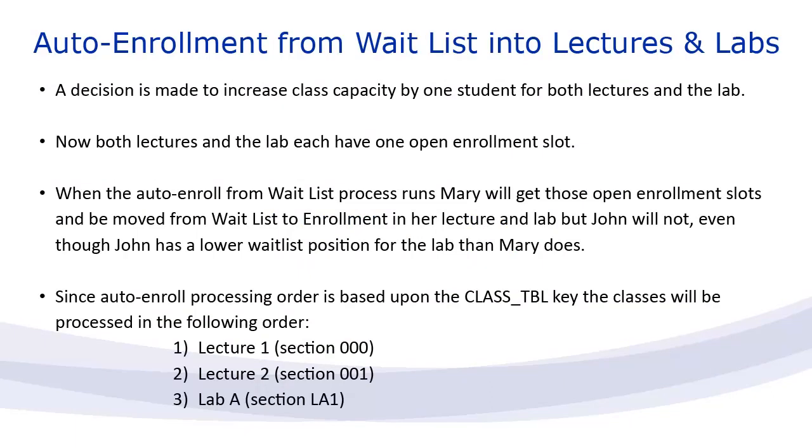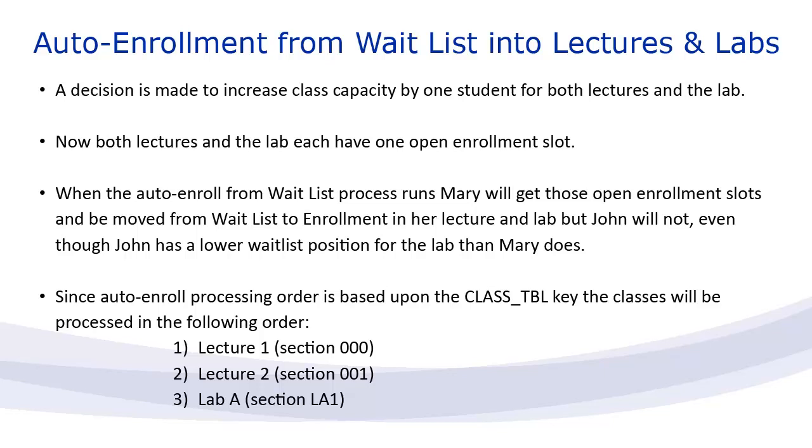So a decision is made to increase class capacity by 1 student for both lectures and the lab. Now both lectures and the lab each have 1 open enrollment slot. When the auto-enroll from waitlist process runs, Mary will get those open enrollment slots and be moved from waitlist to enrollment in her lecture and lab, but John will not, even though John has a lower waitlist position for the lab than Mary does.